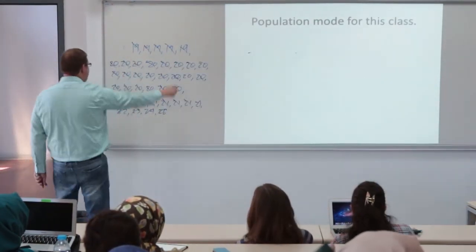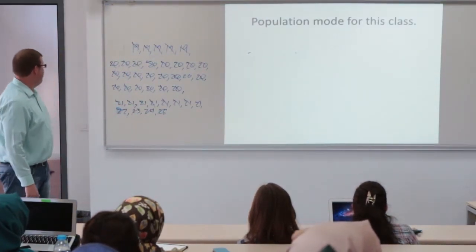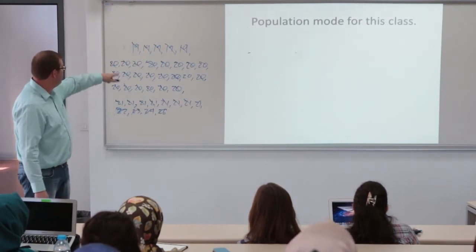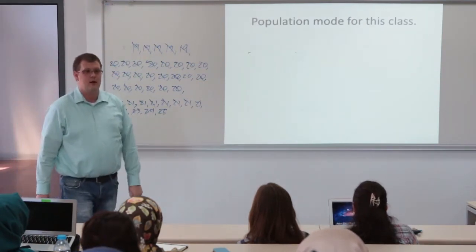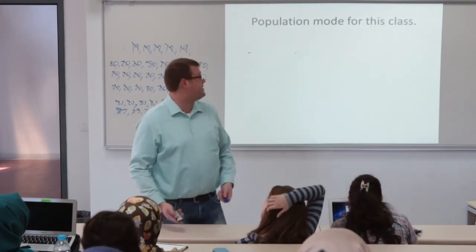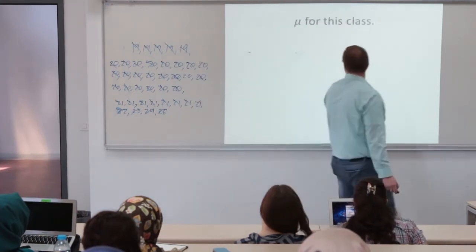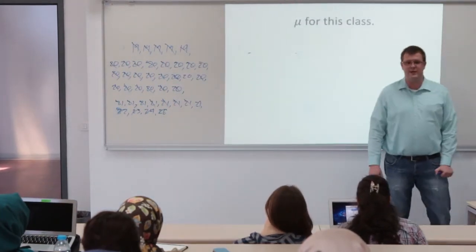Well, we only had 5 19s. We had 8 21s. The rest we had 1 of, and we had a whole bunch of 20s. We had plenty more than 8, right? So 20 is the most frequent observation that we had, so that's the mode. Okay, let's go back now to find the mean for this class.